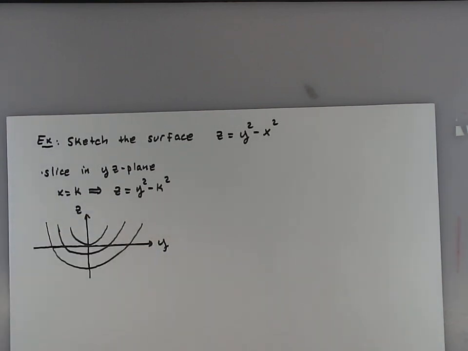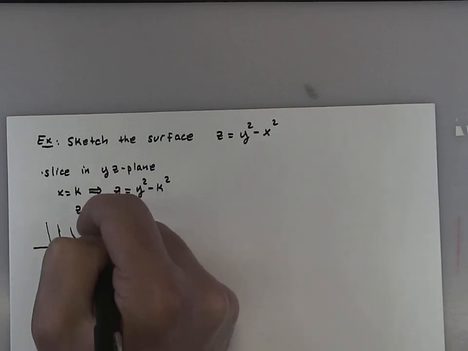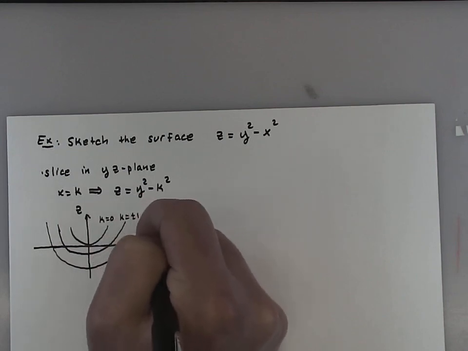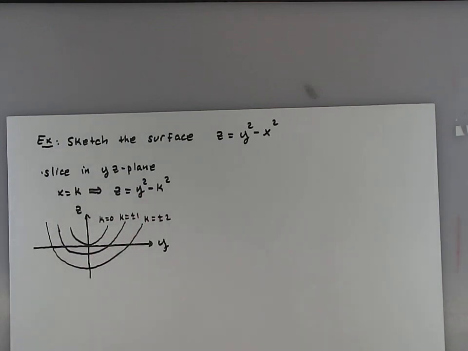So the family of curves are parabolas. This is k equals 0, this is k is plus or minus 1, and this is k is plus or minus 2.